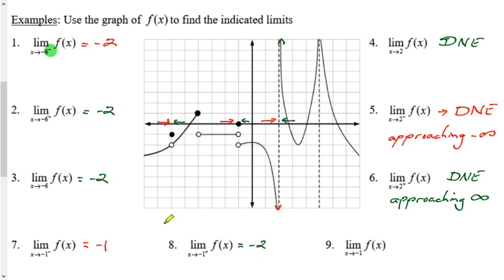Since the left and right-hand limits are different, we say the limit of the function as x approaches negative 1 does not exist because they're approaching different values. So notice, if left and right-hand limits are approaching different values, we say the limit doesn't exist. Or if they're approaching infinity, we would say that the limit doesn't exist as well.